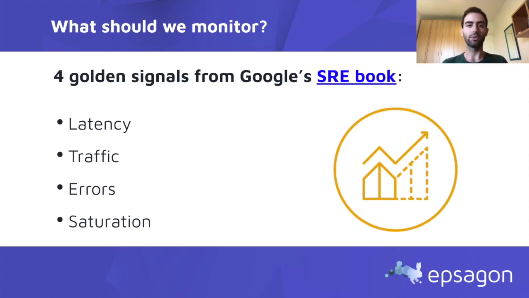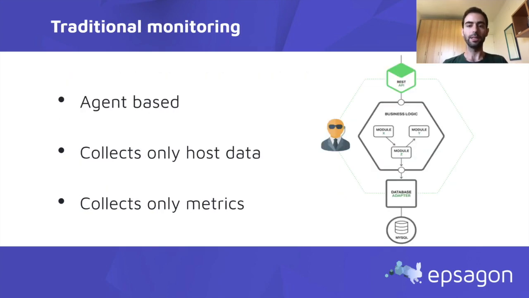Now, another one is saturation, which most of us tend to miss because it's not straightforward to understand what saturation is. Let me put it in a simple word. Saturation is how full is your system. So even if the 3 other signals are good, it might indicate that very soon, if you hit some more traffic or some more errors or more latency, something will go wrong in your system. So that's exactly saturation.